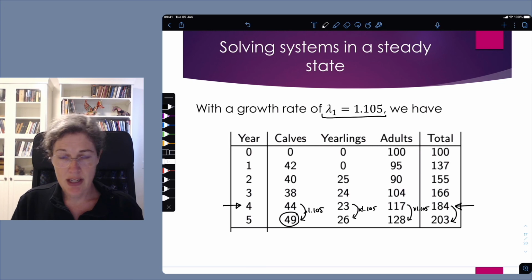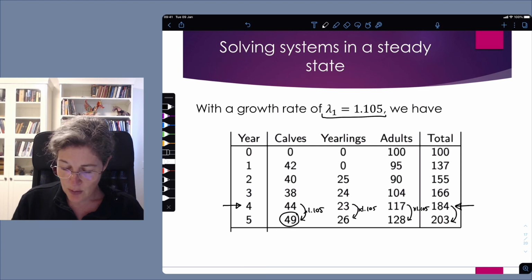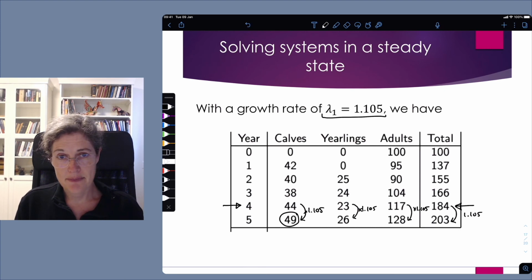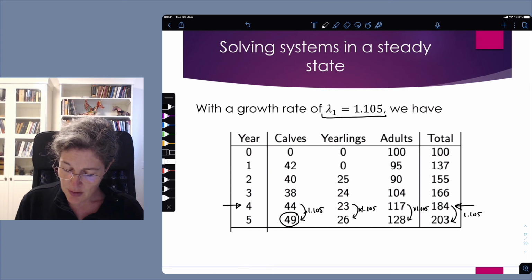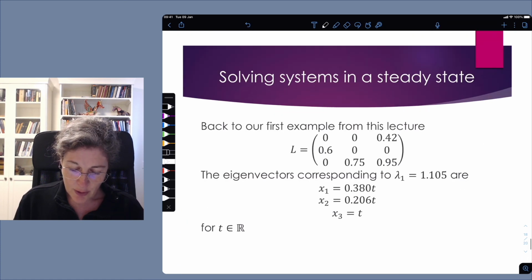So you might not be particularly interested. You know that you've got a stable population. You don't care about the calves, yearlings, and adult division. All you want to know is how many bison I'm going to have. Well, 1.84 times 1.105 will give you 203. So that's nice. But we can actually go a little bit further.